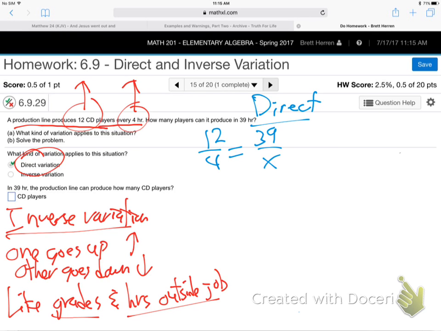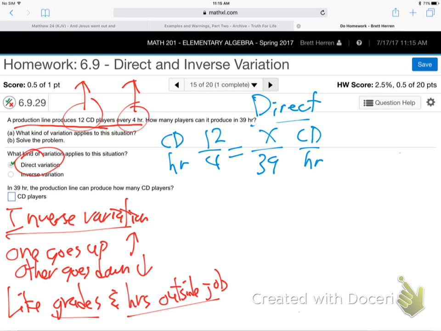So that's why I suggest writing the units down. 12 is what? It's CD players. And 4 is what? It's hours, right? So if you're going to do CD over hours on this side, then you got to do CD over hours on that side. Is that what I've done? No. 39 is hours. I put hours on the top. See how that's backwards? That will mess you up. 39 has to go on the bottom if I put the 4 on the bottom on the other side. You can do them both upside down, that's okay. You just got to be consistent with whatever you start with.